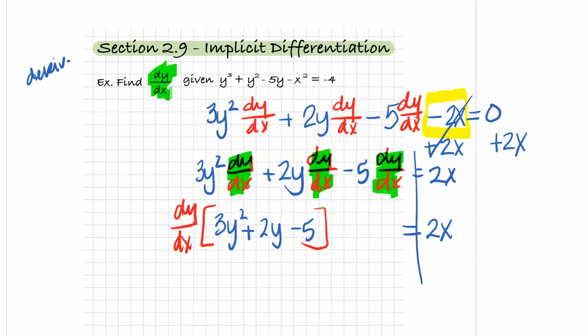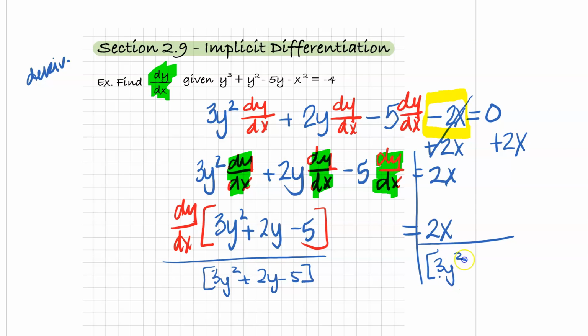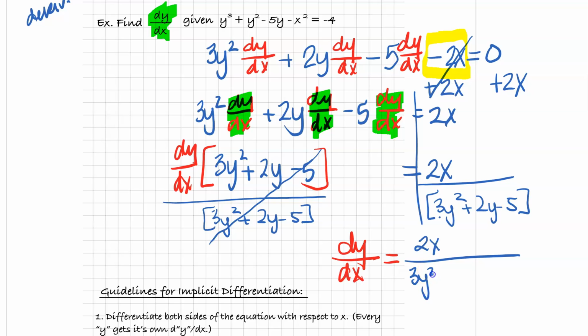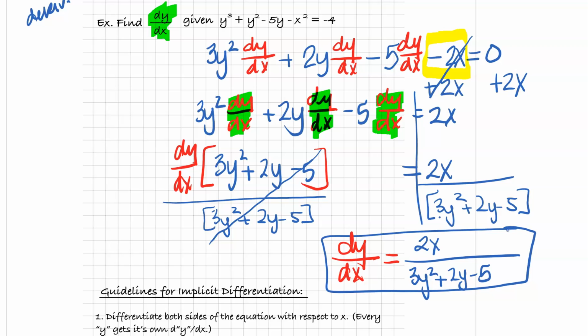So now that I have factored out that dy/dx, this is dy/dx times this whole grouping, so I'm going to divide by that whole grouping. If I do it on one side, I have to do it on the other side. And so this would cancel, and I'm left with dy/dx equal to 2x over 3y squared plus 2y minus 5. And so you can see the more complicated problem we have here, but it also goes through the instructions of find dy/dx, and I found what dy/dx was equal to.